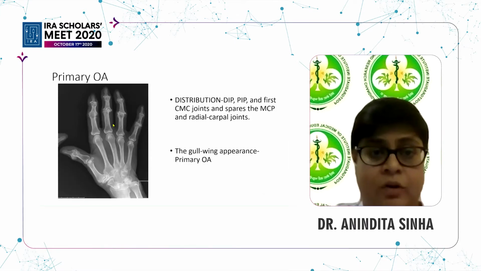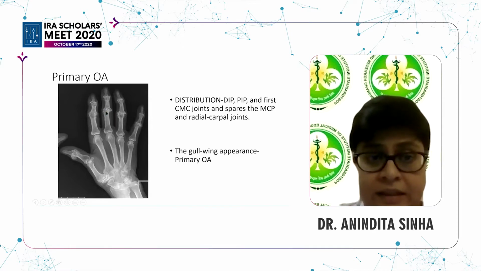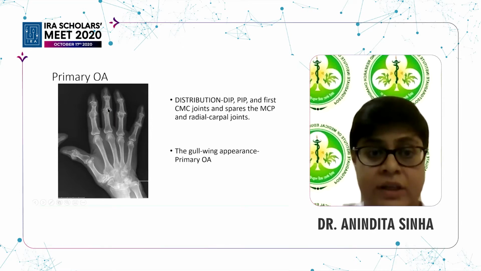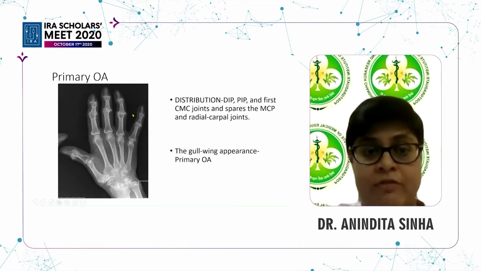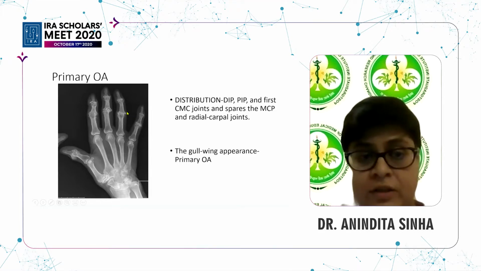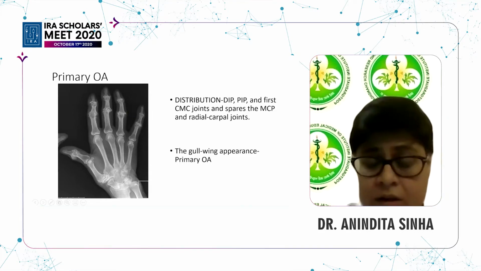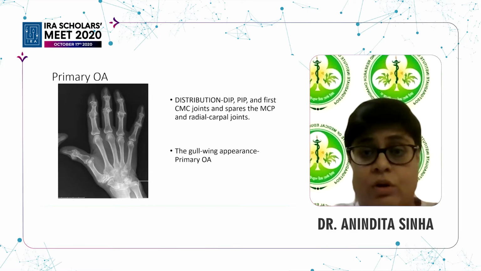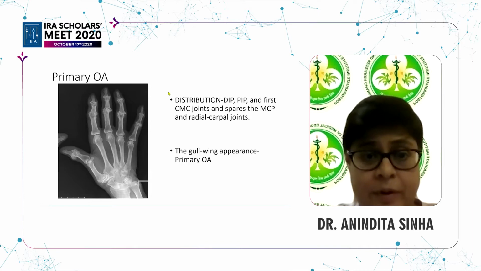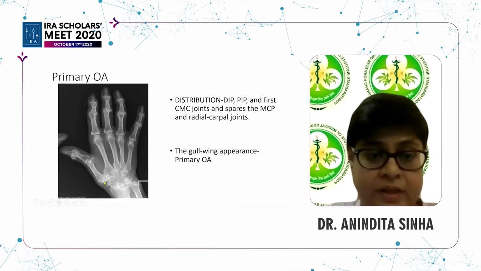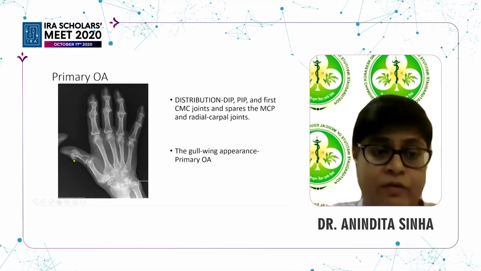And in primary over here, what you typically find is this seagull appearance. This, the seagull or gull-wing appearance, is where the erosion is quite well marginated and appears like a seagull flying. This is not commonly found in psoriatic arthritis and also in rheumatoid arthritis. So in primary osteoarthritis, again, DIP as well as the PIP may be involved. Here you can see that the trapezium has almost become collapsed. There is sclerosis subchondrally. There are osteophyte formations.